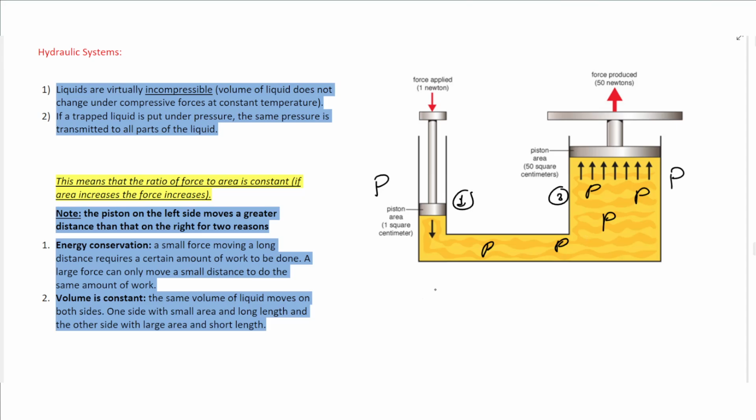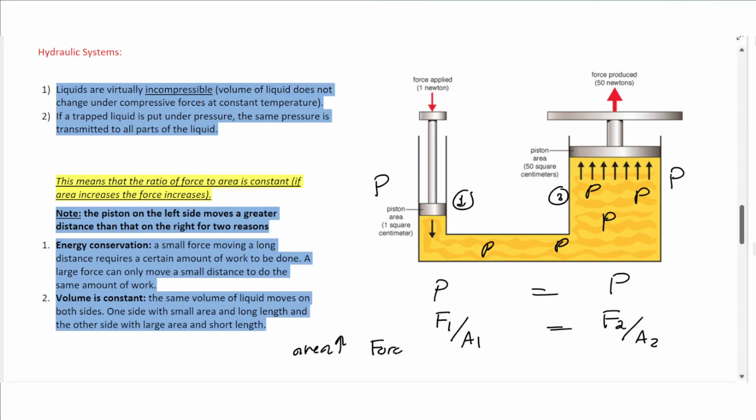For example, if the pressure here is equal to the pressure on the other side, then the force on the initial side divided by the area is equal to the force at the second side divided by the area. If the areas are different, then the forces are different. Since we have force over area, this means that the force and area are directly proportional. So if area increases, the force also increases. So this is a small force, this is a large force, since the area is greater.